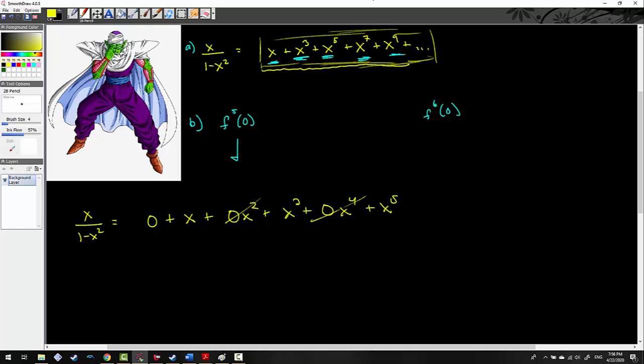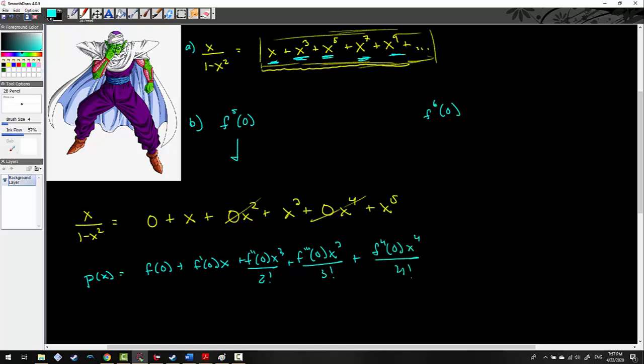So why is this important? Well, it's because when we do a polynomial expansion using a Maclaurin series, we say that p of x is equal to f of 0 plus f prime of 0 x plus f double prime of 0 x squared over 2 factorial plus f triple prime of 0 x cubed over 3 factorial plus the fourth derivative of f at 0 x to the fourth over 4 factorial. And I apologize, I was trying to get these to line up perfectly, but I wasn't able to do that. But it's the fifth derivative of f at 0 x to the fifth over 5 factorial.